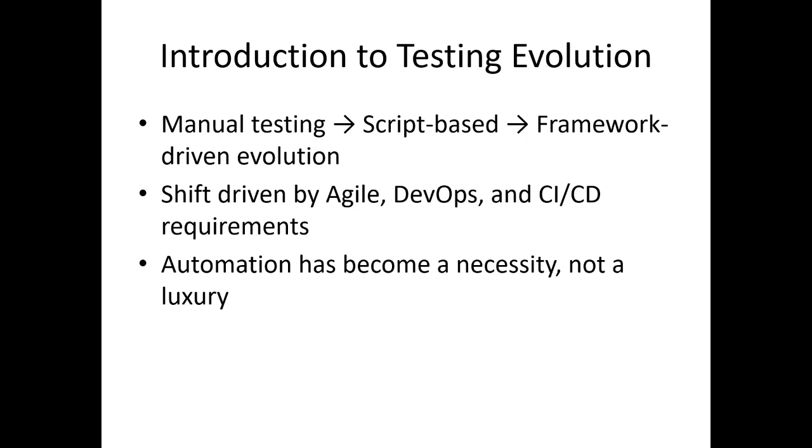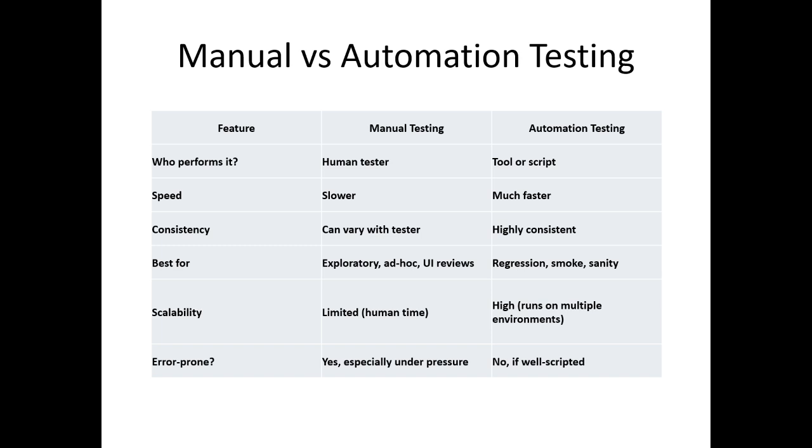Nowadays almost all the companies are using these frameworks, Agile, DevOps, CI/CD, and other tools like Maven and Git. By using these tools, automation has become necessary in the company. Earlier it was a luxury, but now it is mandatory. So what do we mean by manual and automation? That will be in the next slide.